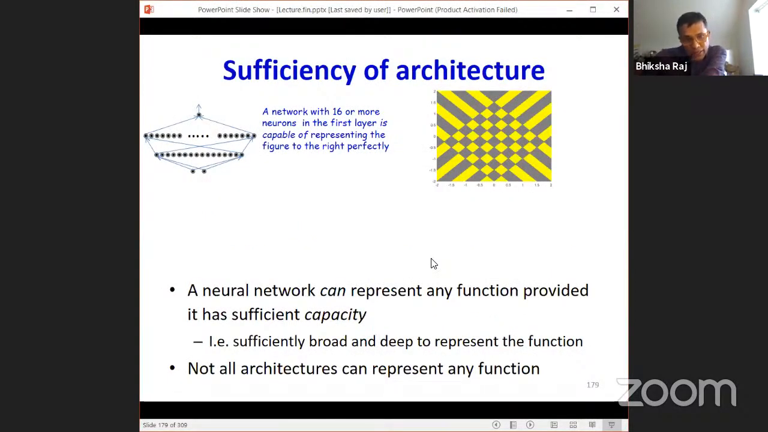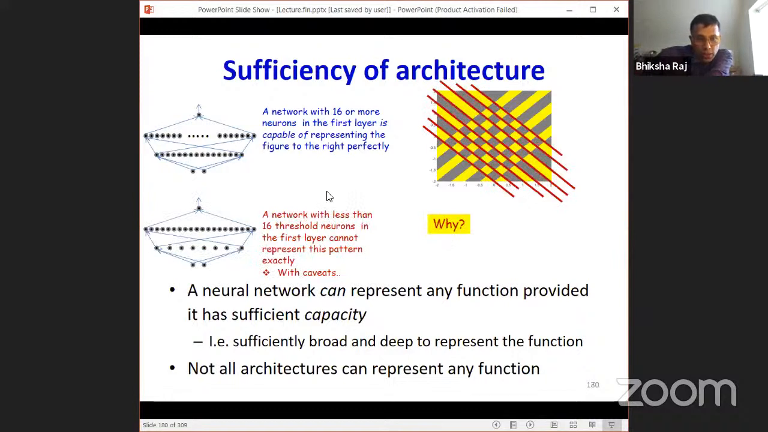So let's talk about sufficiency of architecture. A neural network can represent any function provided it has sufficient capacity, but not all architectures can represent any function. Let's take a look at this pattern again, which required 16 lines and then 40 golden boxes. Suppose I use a threshold activation neural network. Now, instead of having 16 line neurons in the first layer, if I have only 8 neurons in the first layer, can I compensate by having 1 trillion neurons in the second layer? The answer is no. If I have fewer than 16 threshold neurons in the first layer, there's nothing I can do that will capture this decision boundary exactly.